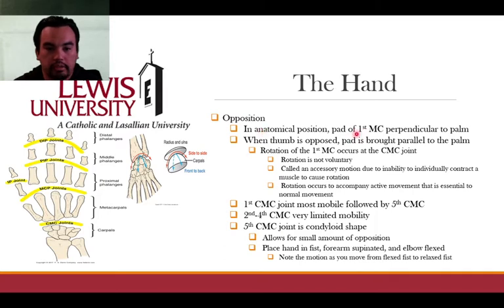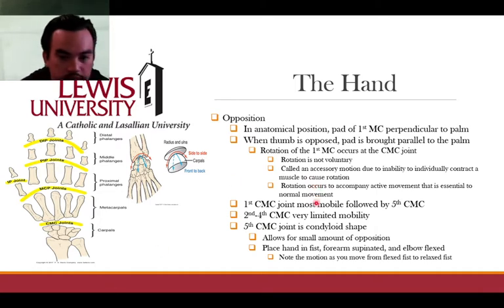Opposition is when, in anatomical position, the pad of the first metacarpal is perpendicular to the palm, then the thumb is opposed and the pad is brought parallel to the palm. So we're looking at this motion right here. And rotation's not voluntary on that. While you get a little bit of rotation with that, it's an accessory motion due to the inability of the individual to contract a muscle to cause that rotation. So when that thumb comes across, it's a byproduct. You have no way of actually doing that yourself.